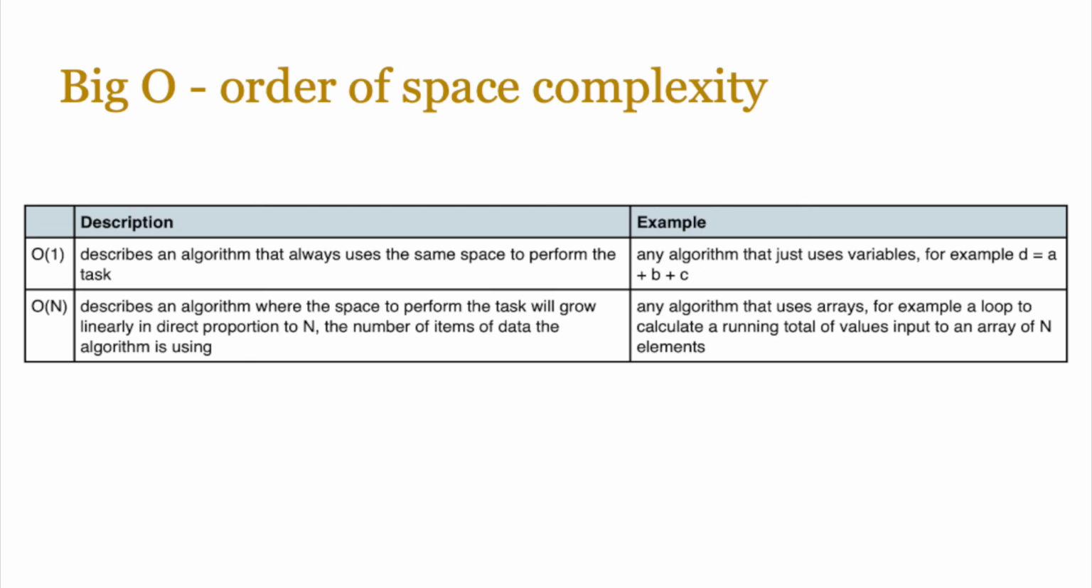And similarly, when you have n squared, it's growth in direct proportion to n squared. And the same applies to the rest of them. Normally, you could give the same examples. However, if you wanted to look at specific ones, any algorithm that just uses variables would be big O of 1. Any algorithm that uses arrays will probably be big O of n.